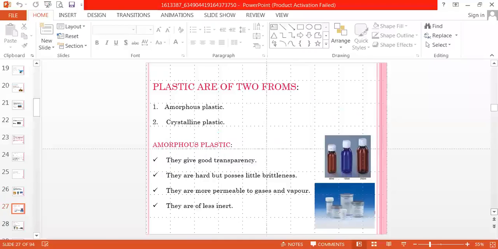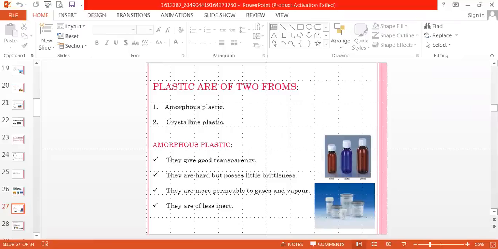Generally, plastics are of two types, that is amorphous plastic and crystalline plastic. Amorphous plastics give good transparency. They are very transparent like glass. They are hard but possess a little brittleness. They are more permeable to gases and vapor, and they are less inert in nature. Brittleness means that, like glass, they may develop cracks when jerks are there.